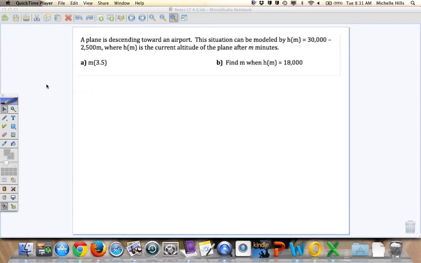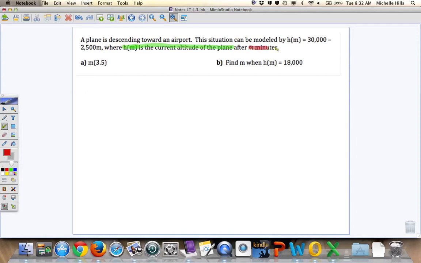On these word problems, look through and see what two variables they're giving me to use and what they stand for. Because I see there's this m and this h of m, and I need to know what they mean. So it says that h of m is the current altitude of the plane, and that m is the number of minutes. So here's what's going to happen.